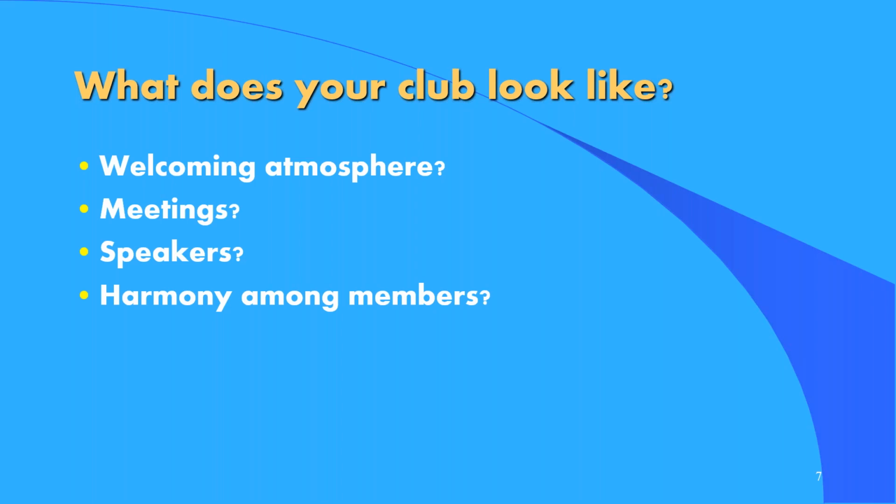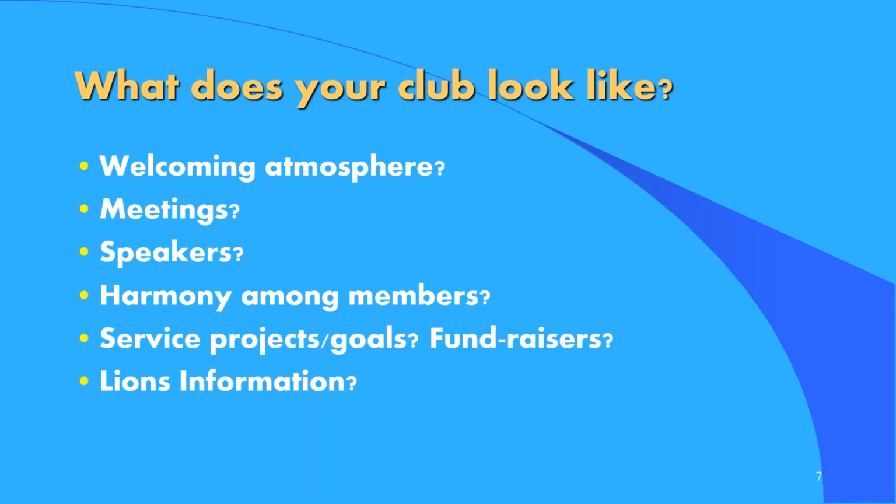For information about service goals, projects, fundraisers, is that readily available to the members, or do they have to go searching for it? Are there specific committees dedicated to the activities, or are they struck on an ad hoc basis? And Lions information, is it readily available? Is it shared with you? Or again, do you have to go digging for it?